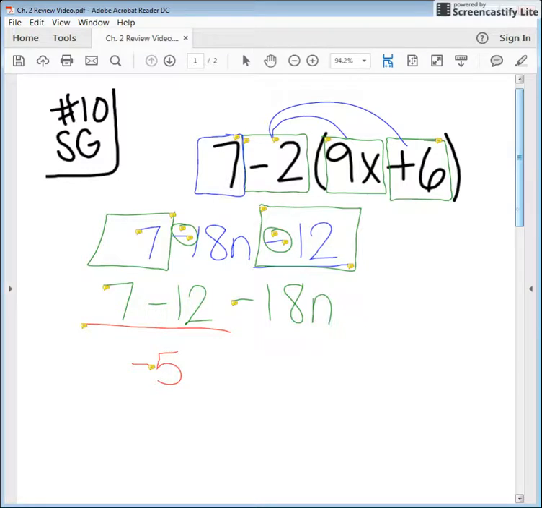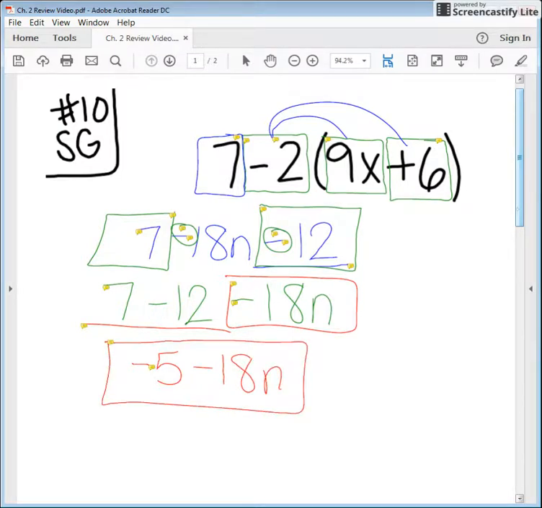Then I'm going to bring down what I have left over, which is a negative 18n, or subtract 18n, and this is my answer. I cannot simplify it any further because negative 5 does not have a variable, and negative 18n does have a variable. They are not the same.